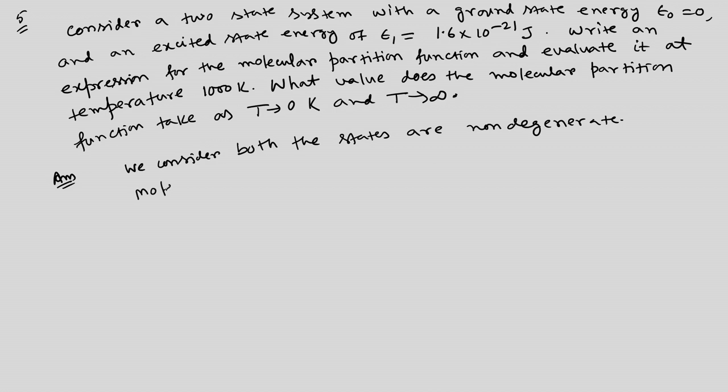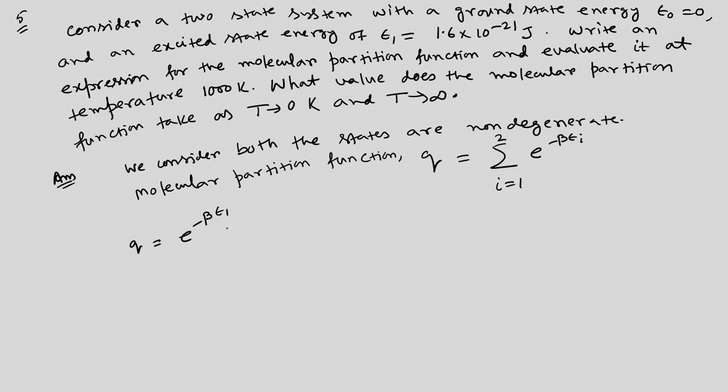Molecular partition function Q. Sum over i goes from 1 to 2 because only two states are available, e to the minus beta epsilon i. So Q, the molecular partition function, is the sum over i from 1 to 2 of e to the minus beta epsilon i. Okay, so we get Q is e to the minus beta epsilon 1 plus e to the minus beta epsilon 2.